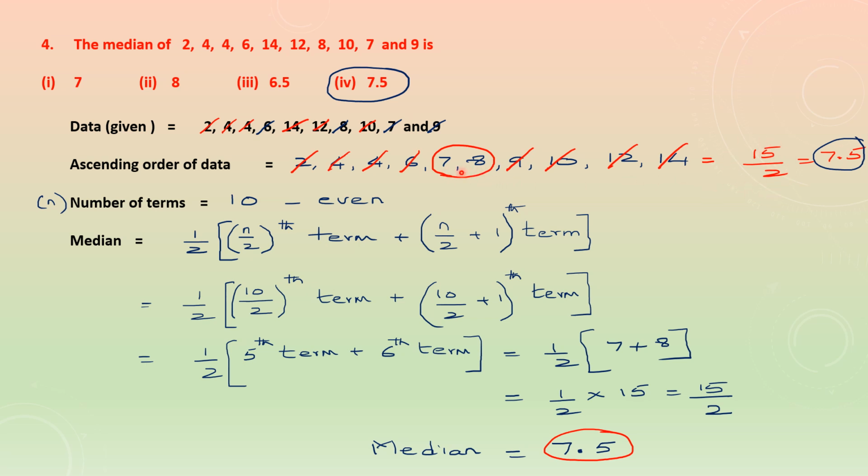Here we got two numbers, isn't it? We've got two numbers, 7 plus 8. So we are adding it up and dividing it by 2. Suppose you had only one number, that will be your answer.